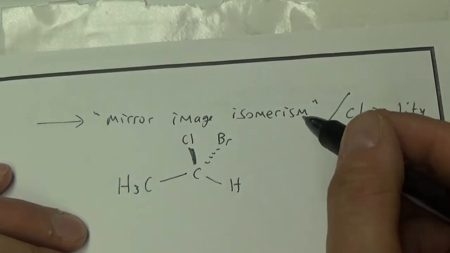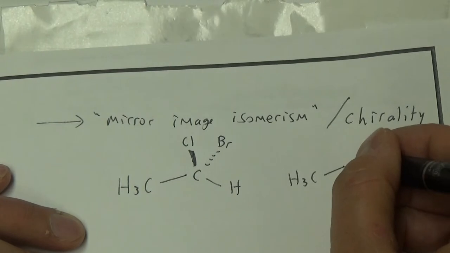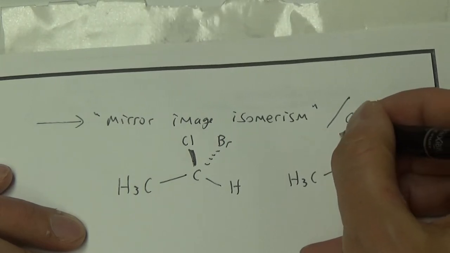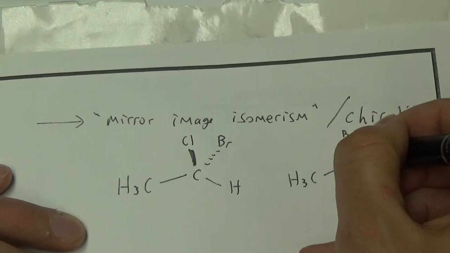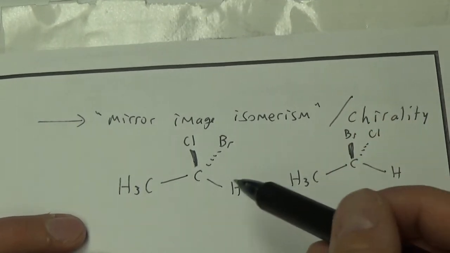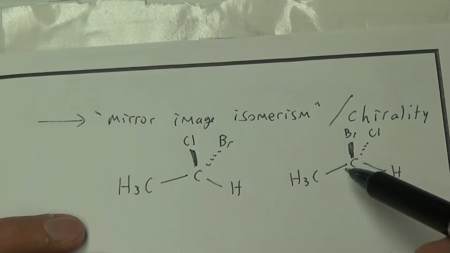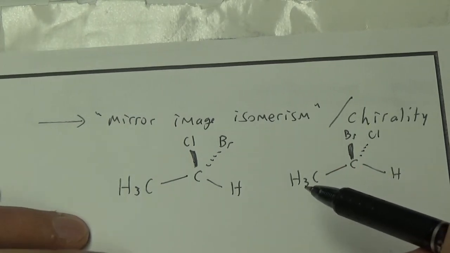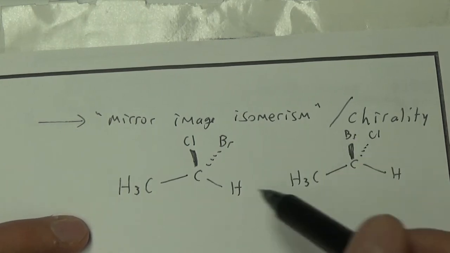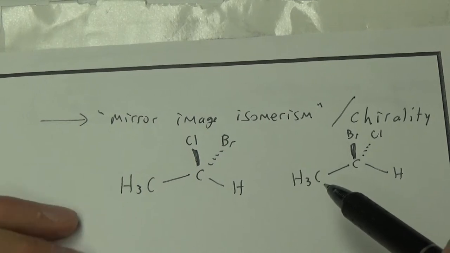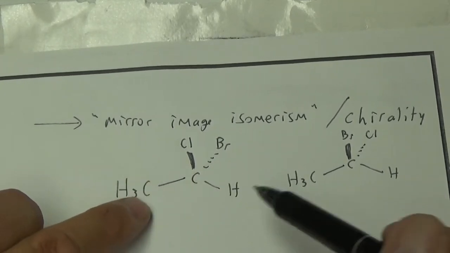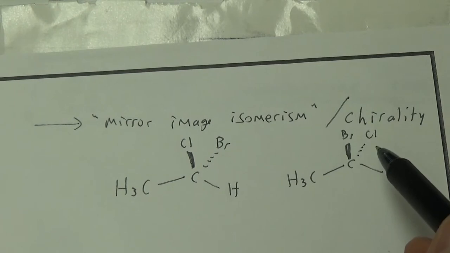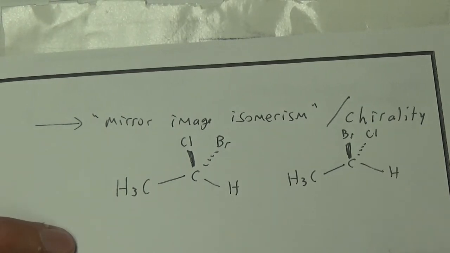Okay, I could draw a different molecule. What's the relationship of these two molecules? In this case, the chlorine's coming straight towards us, bromine's going straight back. In this one, the bromine's coming straight towards us, and the chlorine's going straight back. How did I construct this one from this? I kept the CH3 and the H constant, and I took the stuff on the carbon and swapped the orientation, the direction of those things. So I hold two substituents constant and I swap the other two.